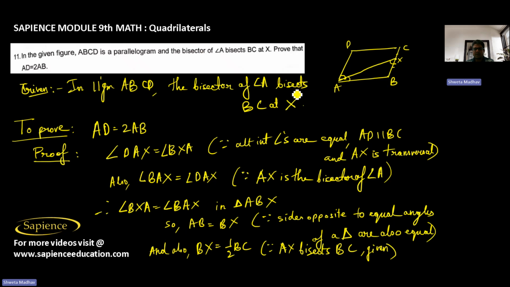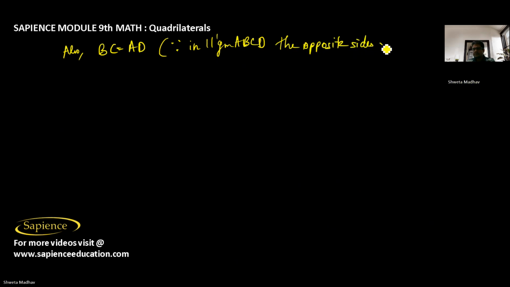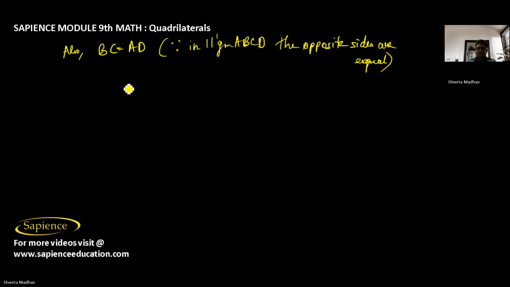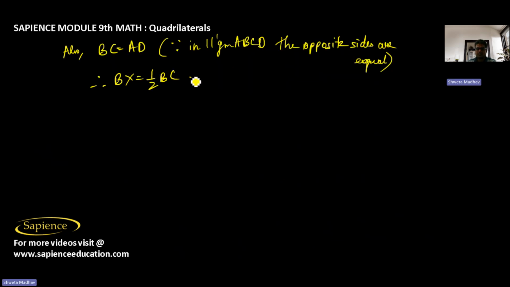And also BC equals AD. Why? Since in parallelogram ABCD the opposite sides are equal. So BC equals AD. Therefore, I can say that BX equals half of BC, which is proved above. So that is equal to half of AD also.